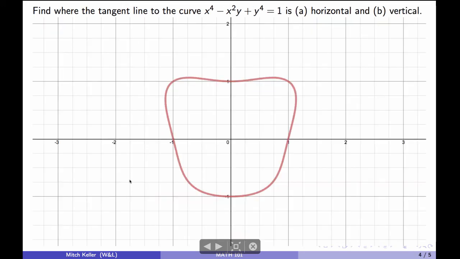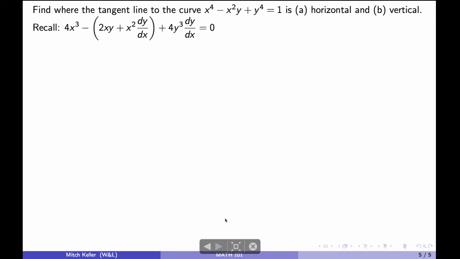What if instead I asked you to find where the tangent line to this curve is horizontal and where it's vertical? Now we look at it, we're expecting something around here, something around here, something down here, something here for horizontals, and it looks like we're going to have some vertical situations there. So let's go ahead and see what we can do about that.